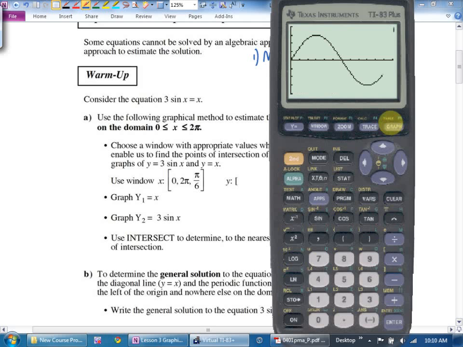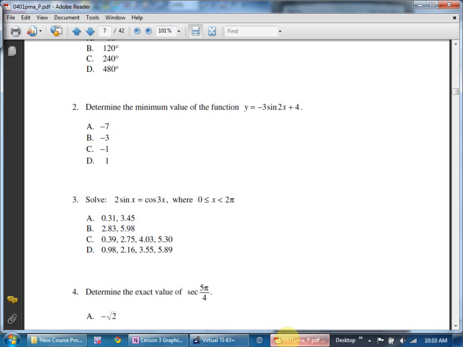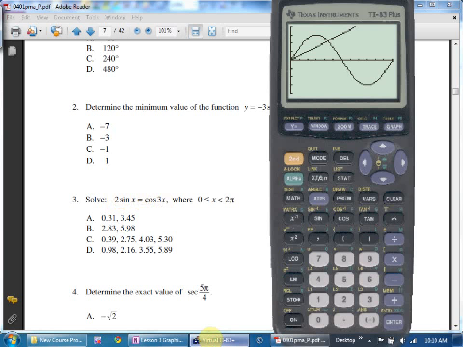There's 3 sine x. First of all, how many solutions are there? Can you see? 2. You'll often find on a provincial that you can cross off half your wrong answers just by looking at the number of solutions. But let's find the roots of this. How do I find the solutions? It's going to be second function, calculate. Where was the intersection? Find where they cross feature.